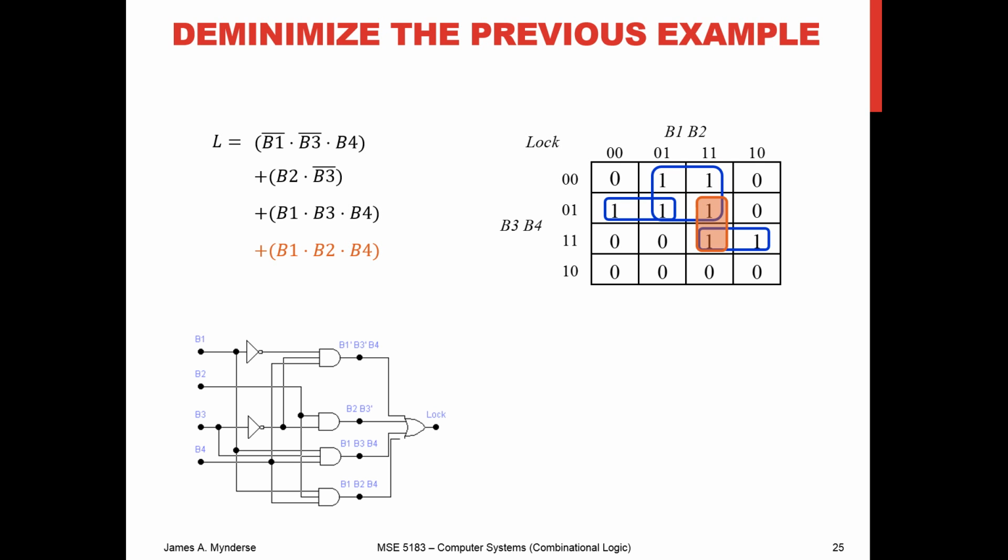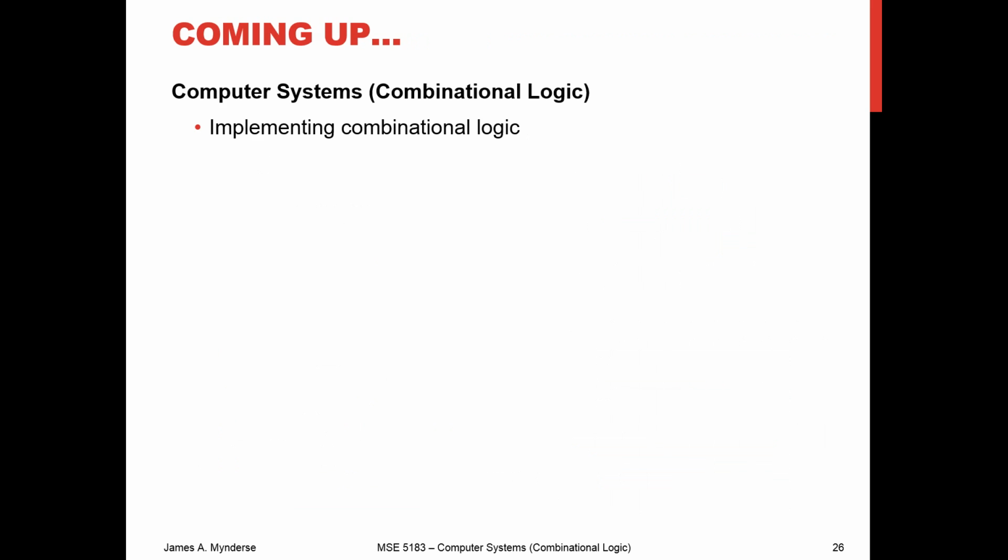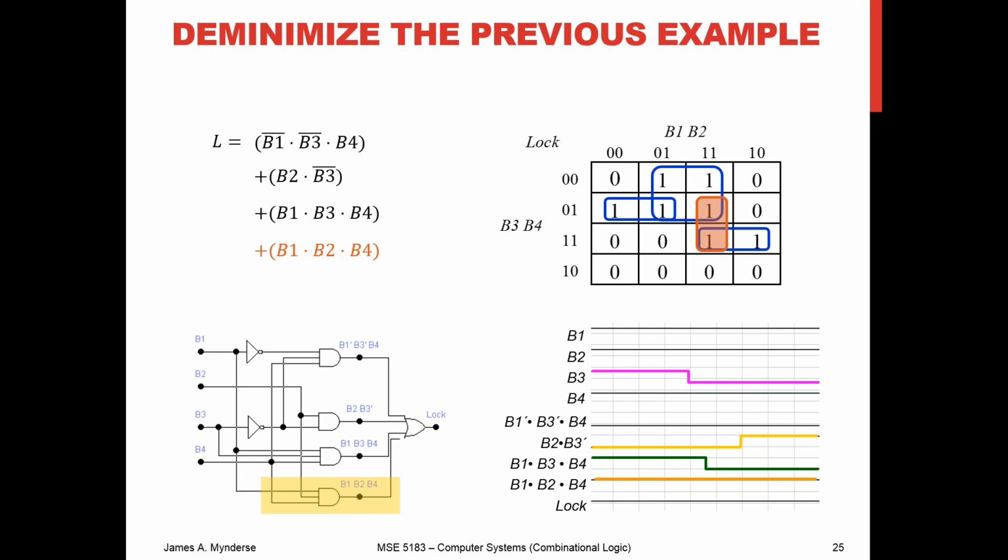And so it makes our circuit a little more complicated. You notice we've got an extra AND gate in there. But because we have that extra AND gate and it does not depend on B3, when B3 changes and B2 and not B3 changes and B1 and B3 and B4 changes, the extra one, the B1 and B2 and B4, does not change. And so the lock is constant all the way across. It doesn't have a glitch anymore.